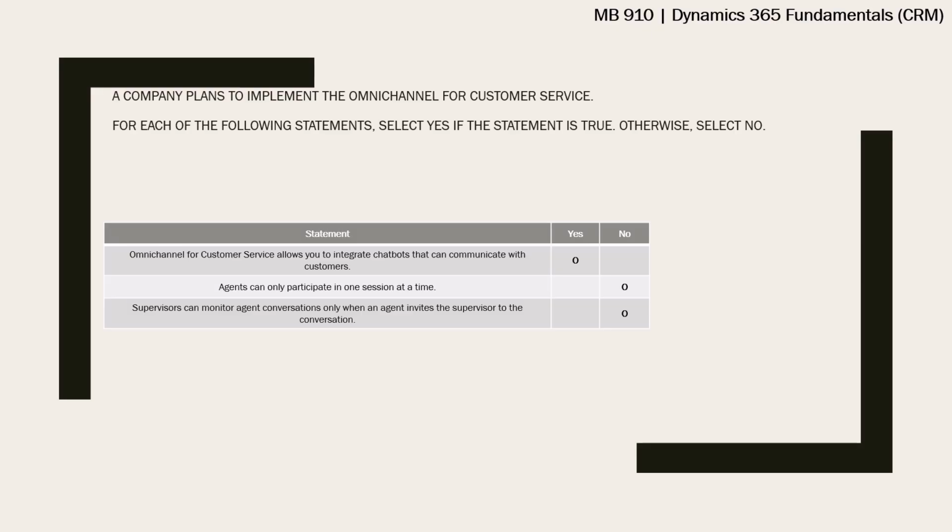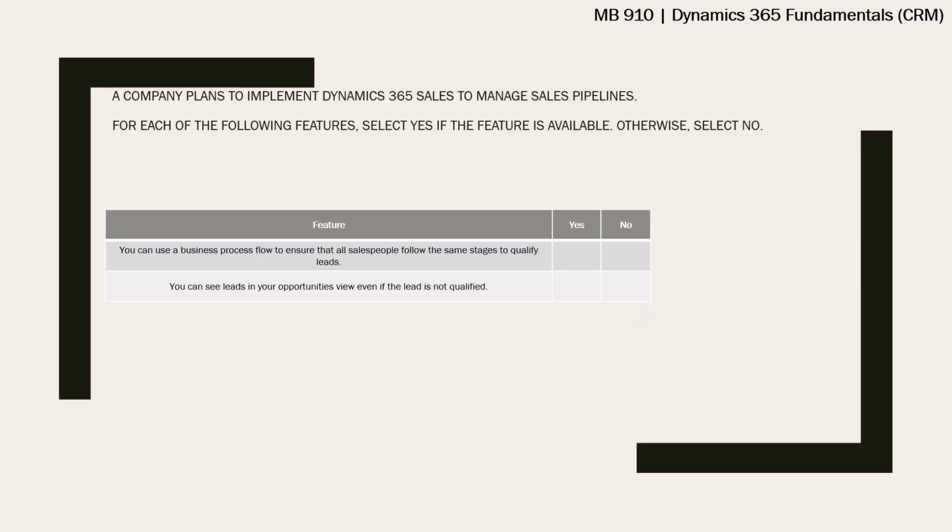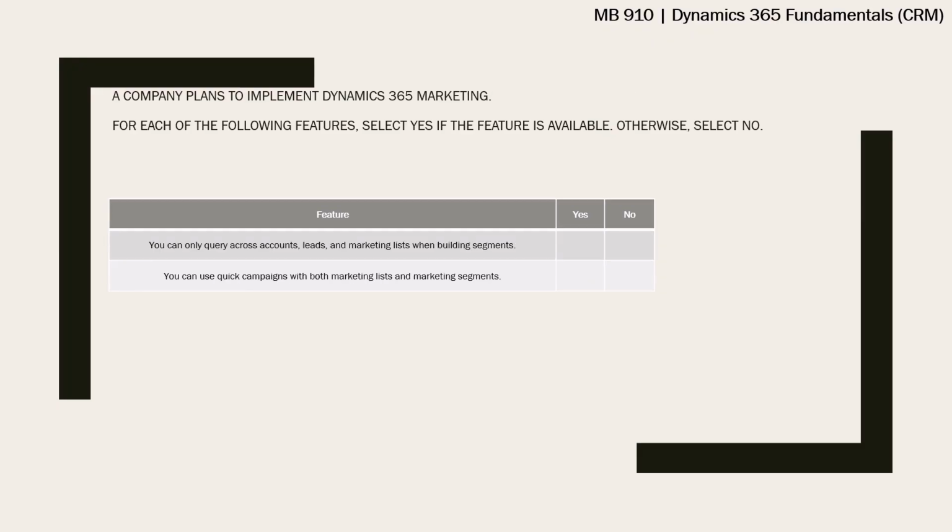A company plans to implement Dynamics 365 Sales to manage sales pipelines. For each of the following features, select yes if the feature is available. Otherwise, select no. A company plans to implement Dynamics 365 Marketing. For each of the following features, select yes if the feature is available. Otherwise, select no.